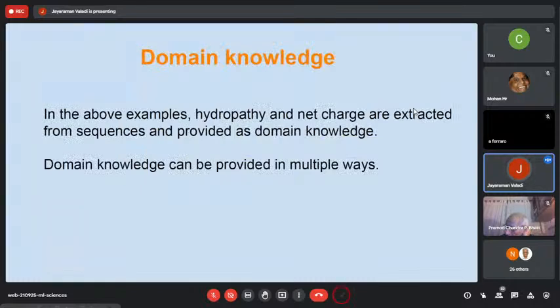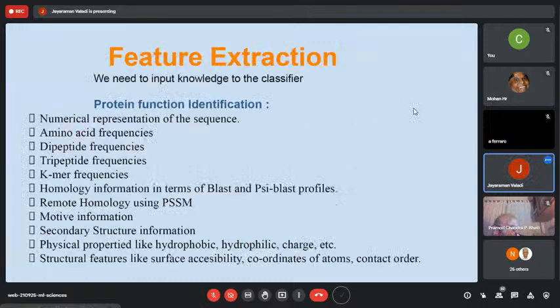So in the example I have used for unsupervised learning, we have extracted hydropathy and net charge as domain information. And domain information can be provided in multiple ways. For example, in protein sequences, you can pass the numerical representation of the sequence itself. In deep learning, we can provide the sequence information as it is. And we can also extract the 20 different frequencies of the amino acids, and then 400 different 2-letter combinations, and 8,000 different 3-letter combinations, and higher order frequencies also. We can get homology information in terms of blast profiles, remote homology information, and we can get motif information.